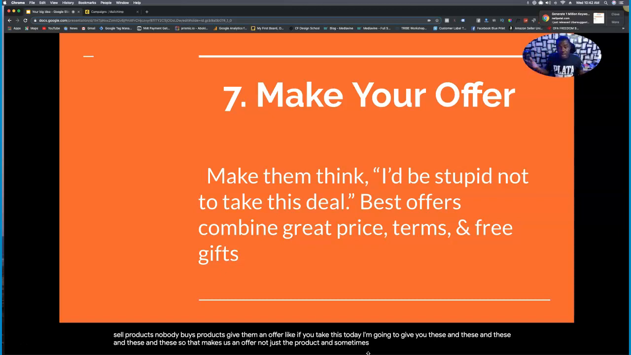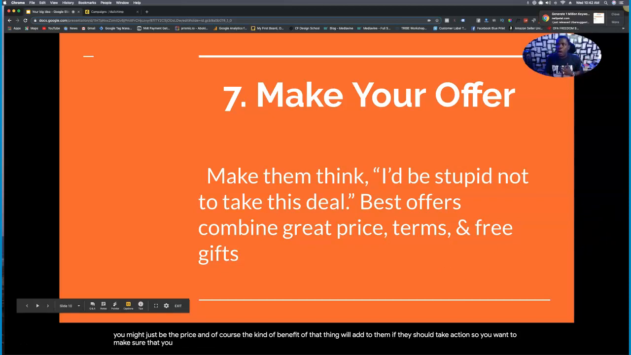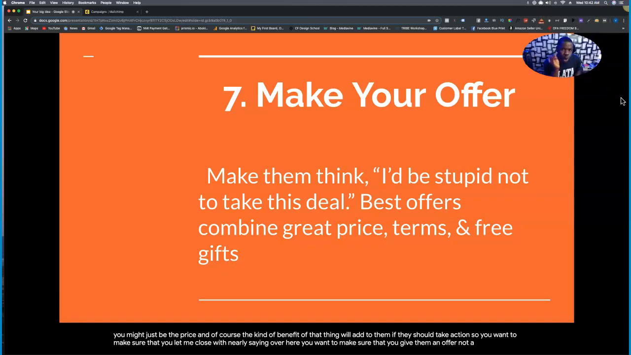And sometimes it may not be that you're giving them anything. It might just be the price and, of course, the kind of benefit that thing will add to them if they take action. So you want to make sure you give them an offer, not a product. Nobody buys products. A lot of people buy offers. And I teach how to come up with a lot of offers in my inner circle.